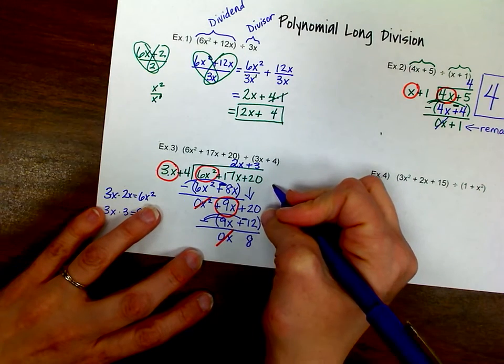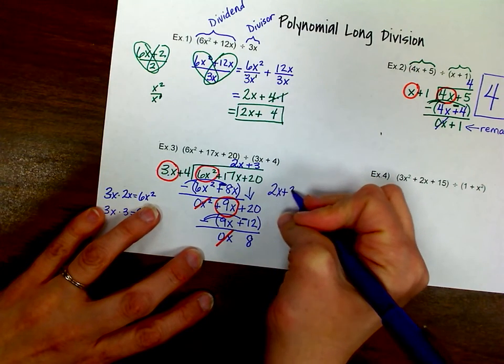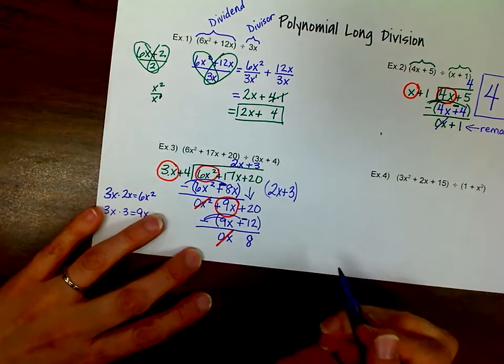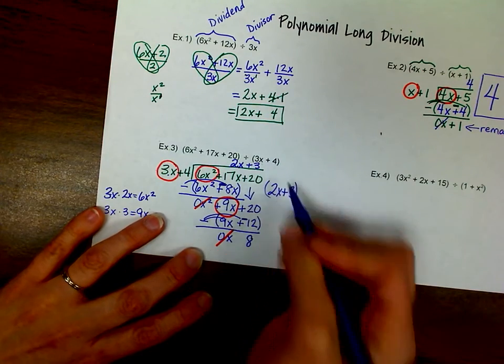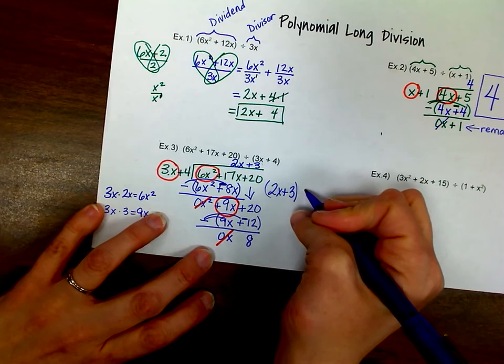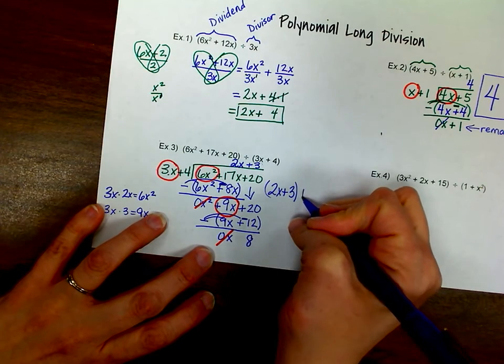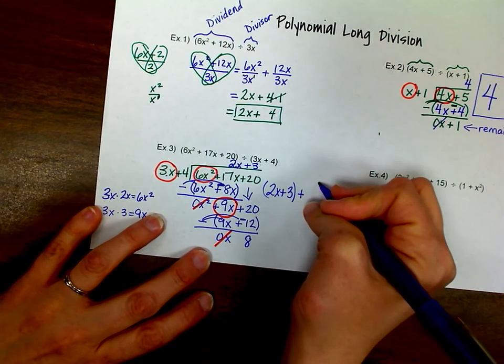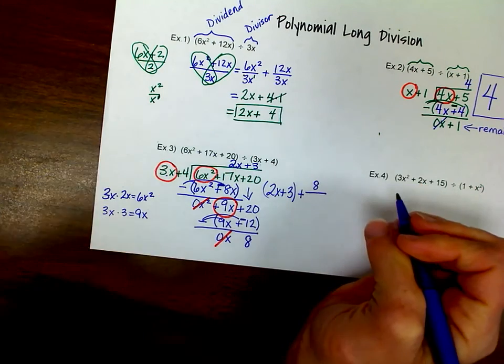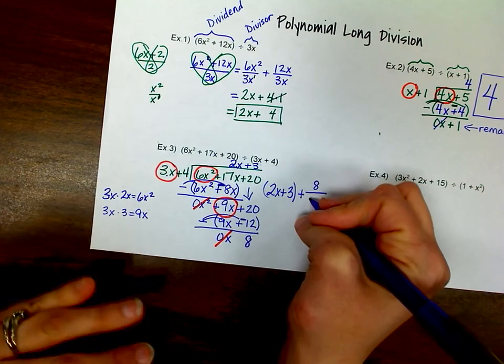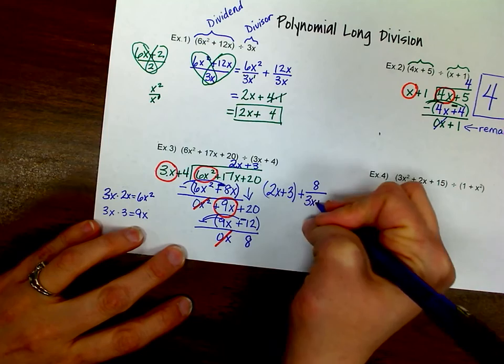So what we have here is we ended up with 2x plus 3 as a binomial in our quotient. We had a remainder of 8. So what we're going to do is put a little plus sign right here to show that we had 8 remaining out of 3x plus 4.